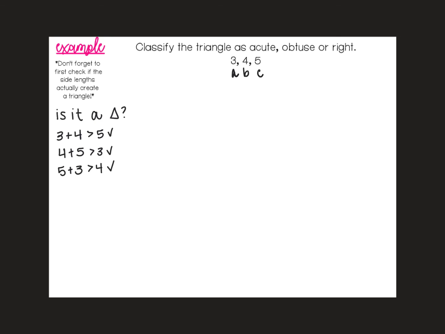Again, C has to be the largest side, so I'm going to put that on the left, so 5 squared. And then a squared plus b squared would be 3 squared plus 4 squared. I'm leaving a little space here for my inequality symbol at the end. 5 squared is 25, 3 squared is 9, 4 squared is 16. When I add 9 plus 16, I get 25, and then I'm filling in, is 25 less than 25, greater than 25, or equal to 25? And since these are equal, that makes this a right triangle.